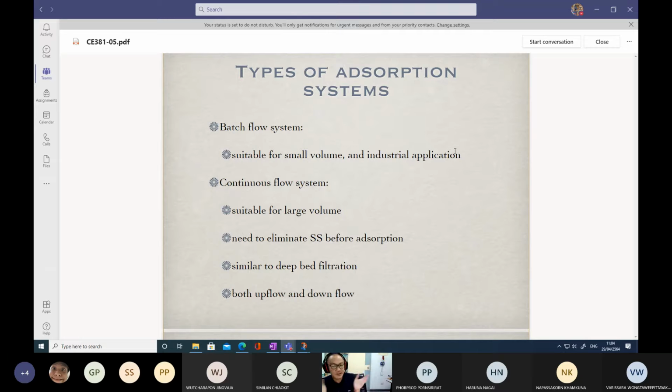The continuous flow system, I think everyone is familiar with. In the continuous flow, there is always an inflow and an outflow, and the time that the liquid stays inside the chamber we can determine by taking the volume divided by the flow rate. So this is the characteristic of the continuous flow system.